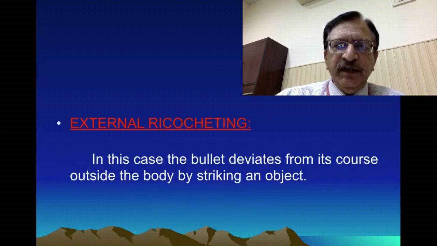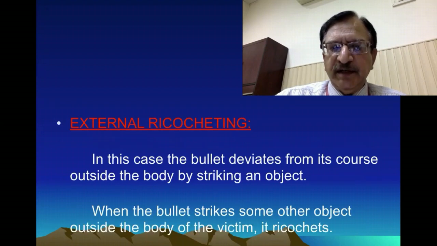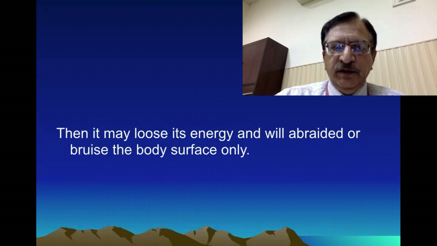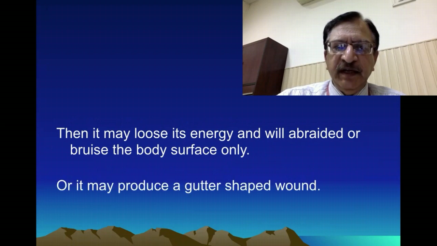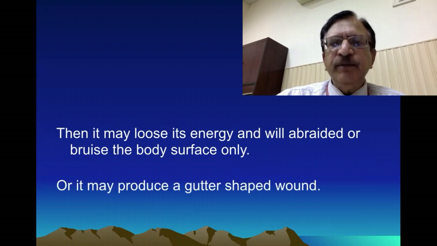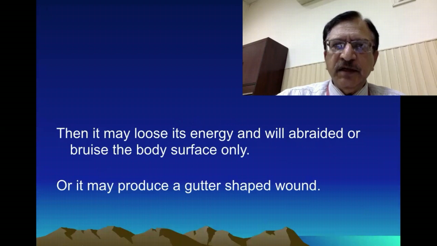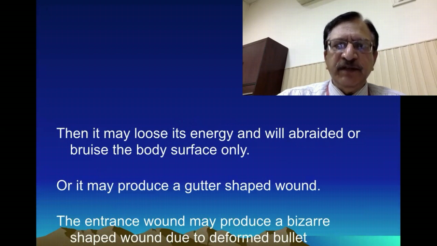External ricocheting occurs when the bullet deviates from its course when it strikes another object outside the body. It ricochets and changes direction. Then it may either lose its velocity and only abrade the body surface when it rubs and passes away. This is by reduction in velocity. Or it may produce a gutter shape wound. It does not have much energy to enter, but simply a gutter shape wound will be seen.